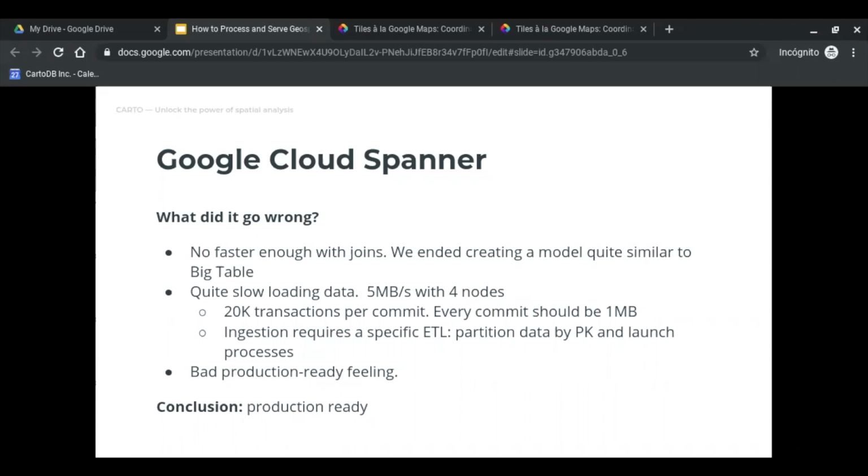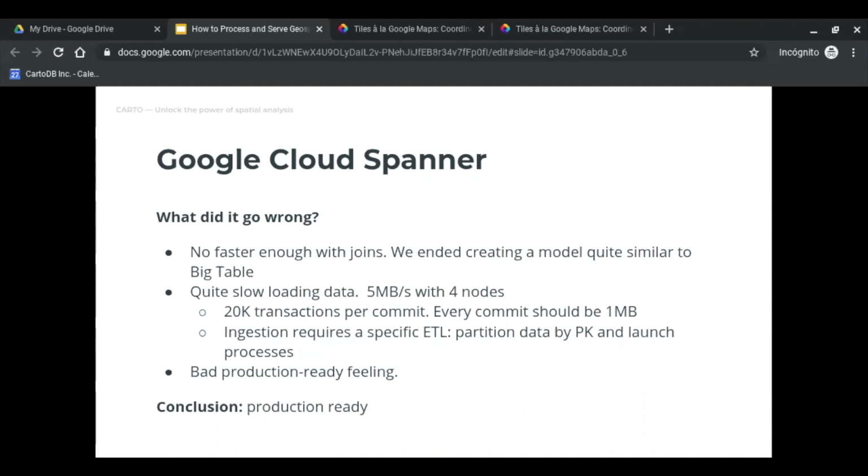So when you need to order a huge data set, it's not an easy task. For that, you say, okay, I'm going to need Spanner for doing the ordination, and after that, ingesting into Spanner, so it doesn't make any sense. And the other conclusion for us is that it doesn't feel production-ready.